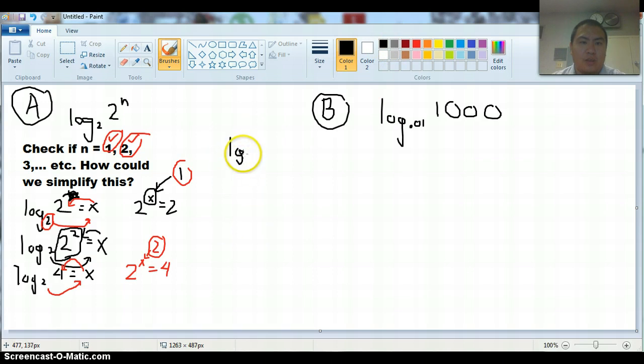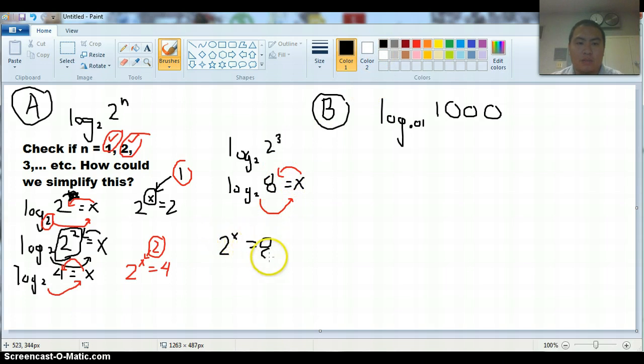Log base 2 of 2 to the third power. I'm going to switch that to log base 2 of 8, and we want to figure out what that simplifies to. So let's take the circle of logs, and now we have 2 to the power of x is equal to 8. Wait a minute. It looks like x has to be 3. And there it is, right?